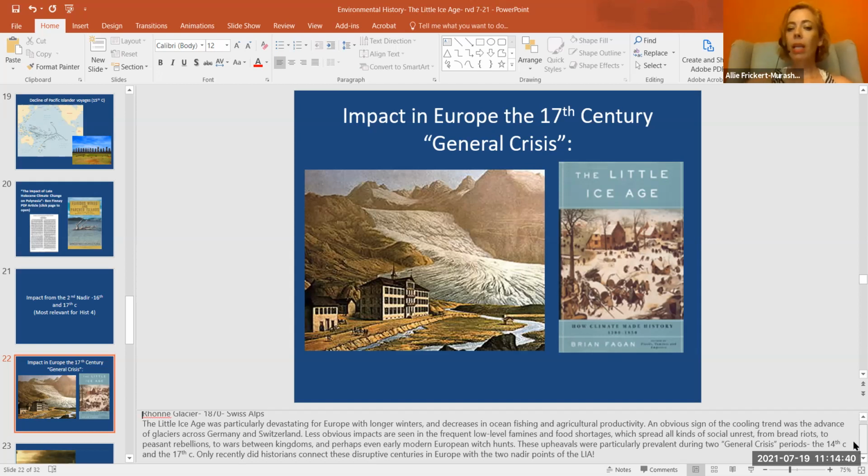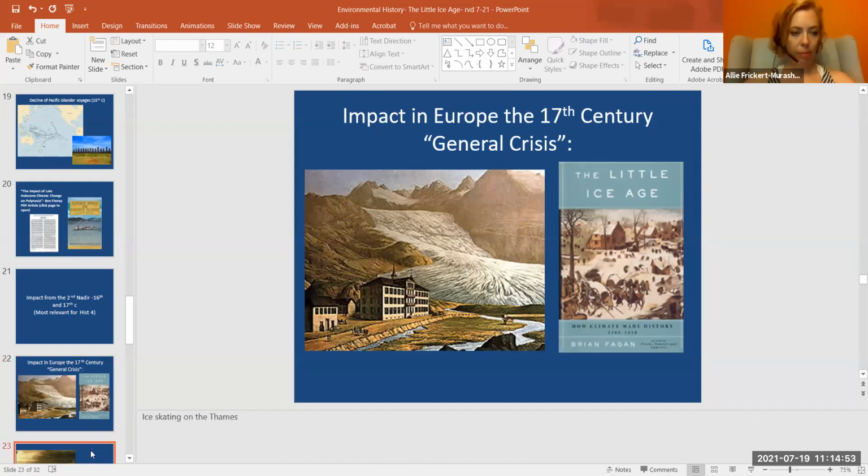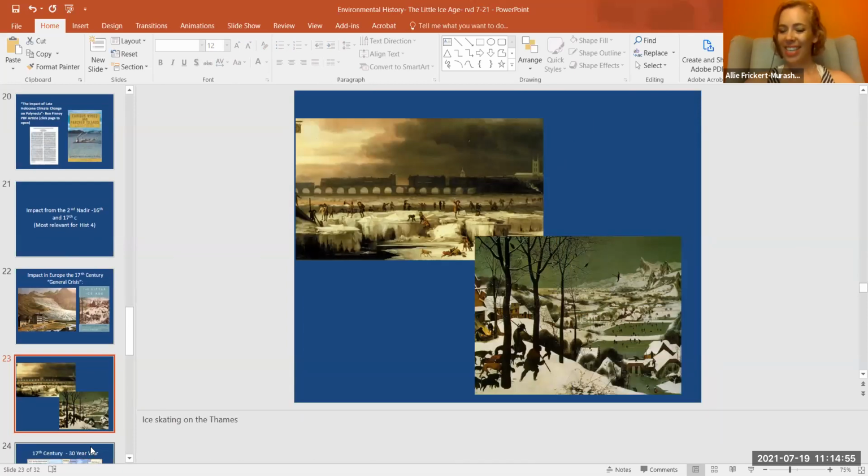It's completely overwhelming the valleys in Germany and in Switzerland. Again, when you've got problems like that, usually create. Here's more art showing what's happening in London, and this is near Paris.